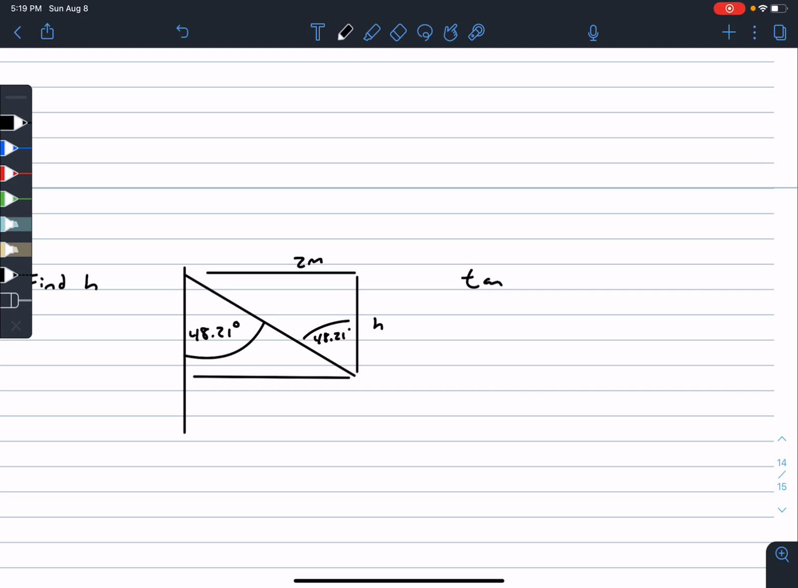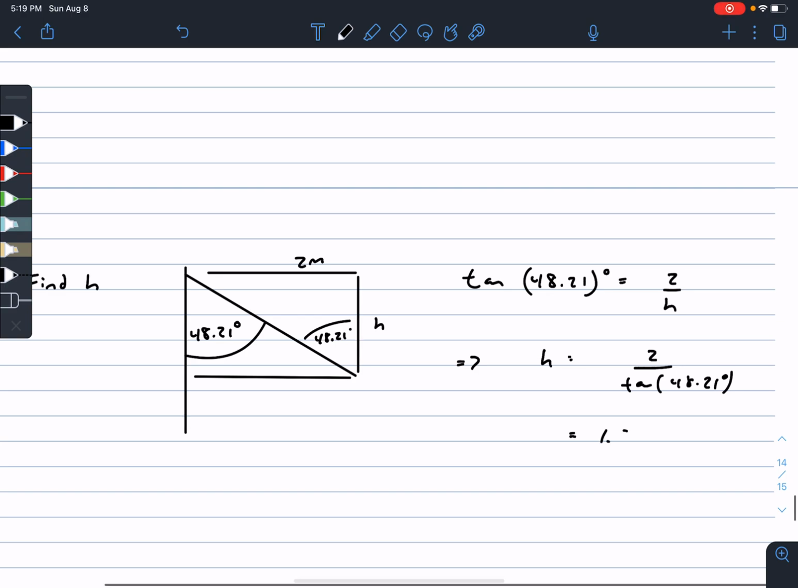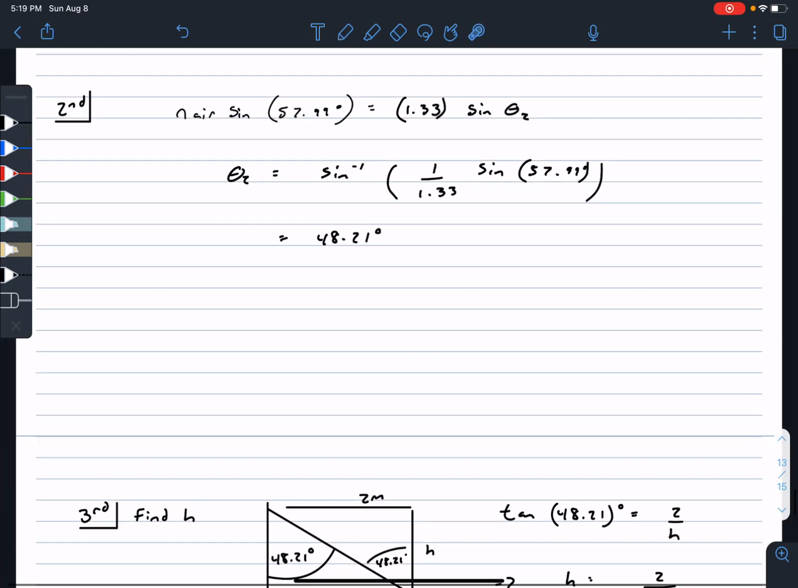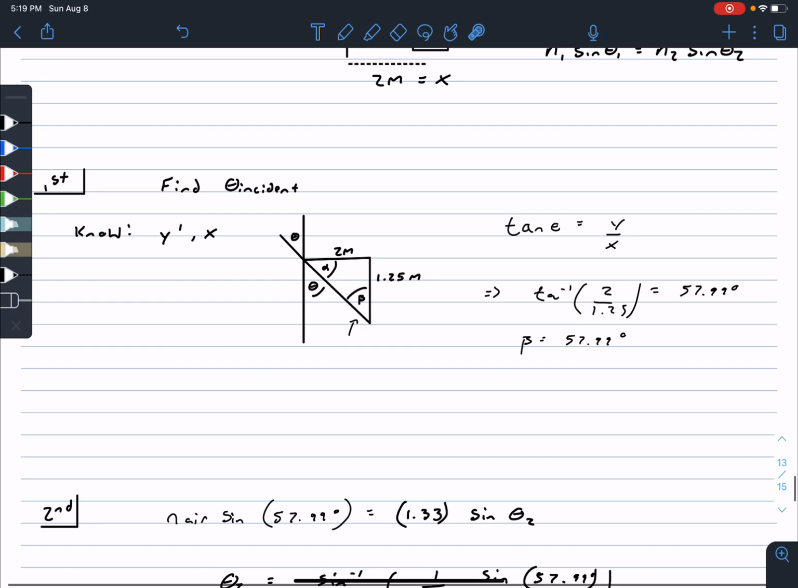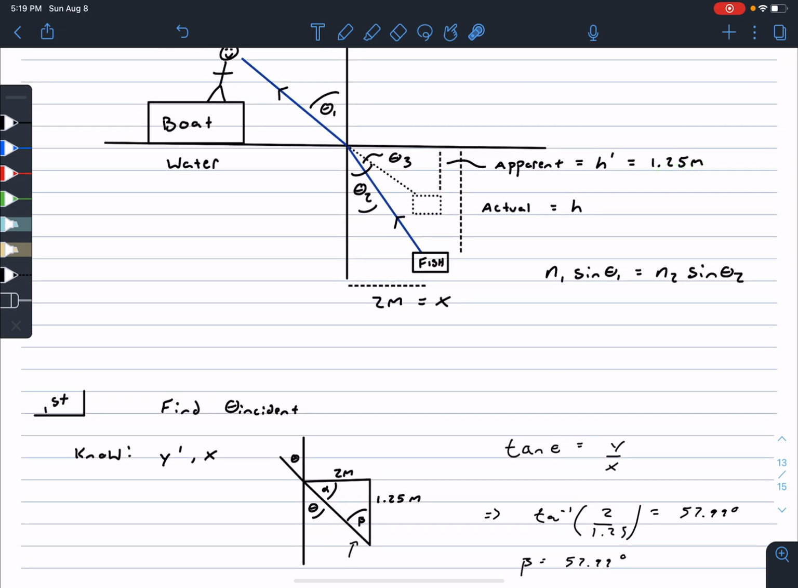So now all we need to do is a tangent identity, right? Tangent of 48.21 is equal to 2 over h. So then that means that h is equal to 2 over tangent of 48.21, which gives us a value of 1.787 meters, which makes sense, right? We're told that the initial depth that we were given is 1.25 meters. The actual depth is about 1.79 meters.